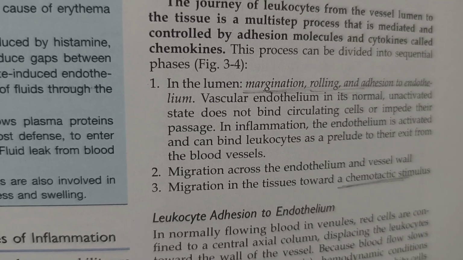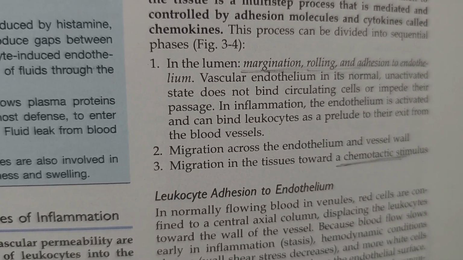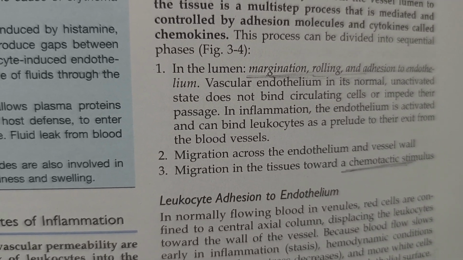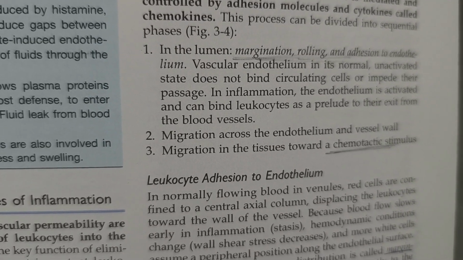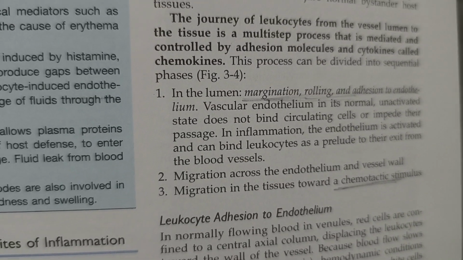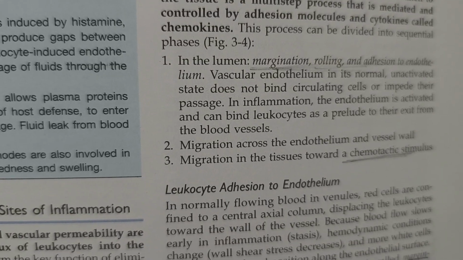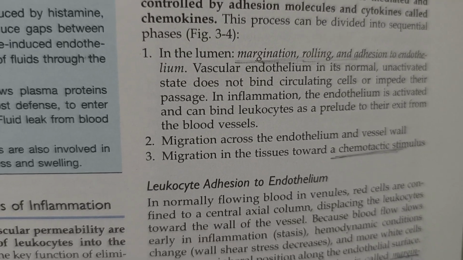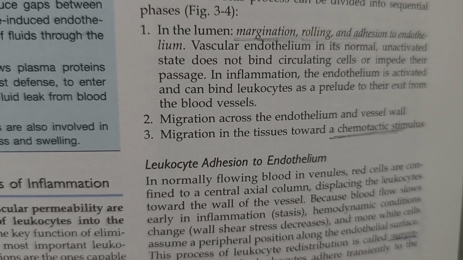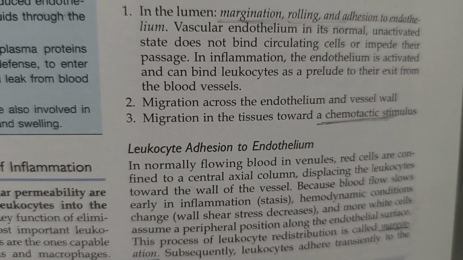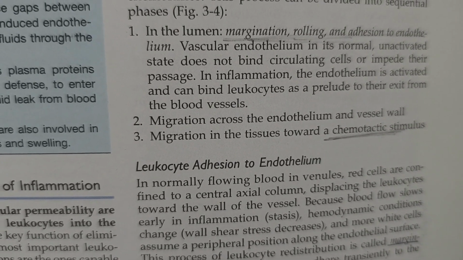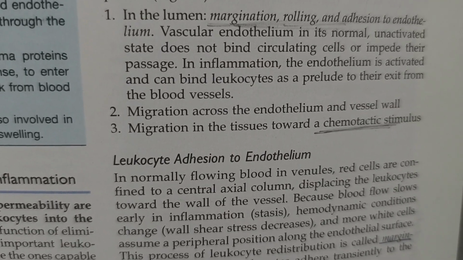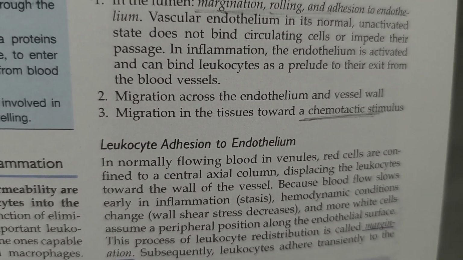The journey of leukocytes from the vessel lumen to the tissue is a multi-step process that is mediated and controlled by adhesion molecules and cytokines called chemokines. This process can be divided into the following phases. In the lumen, margination, rolling and adhesion to endothelium.